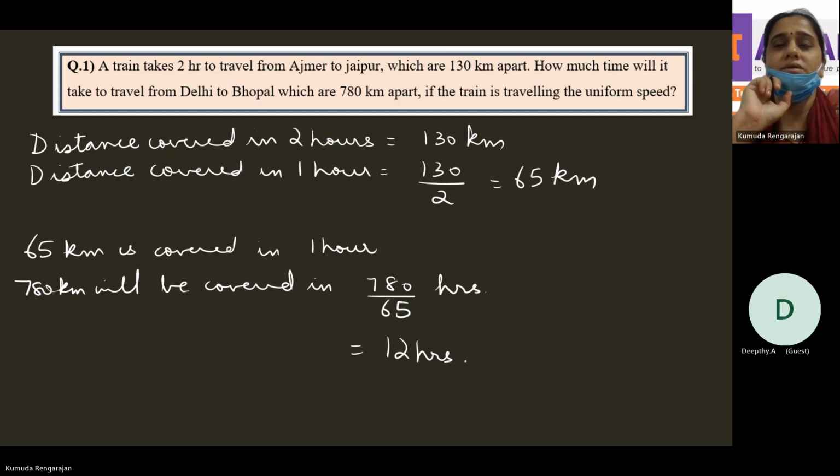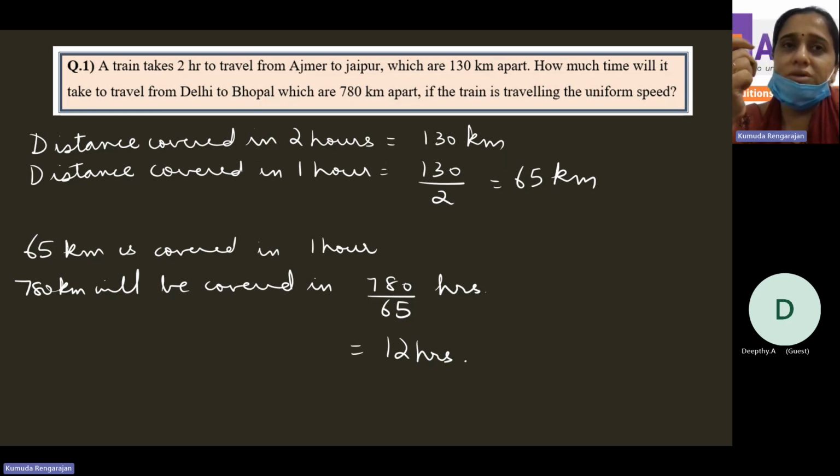So 130 kilometers is covered in 2 hours. So 65 kilometers is covered in 1 hour. Then 780 kilometers will be covered in how many hours? 780 by 65, 12 hours.